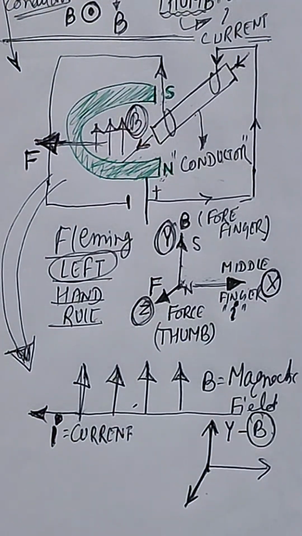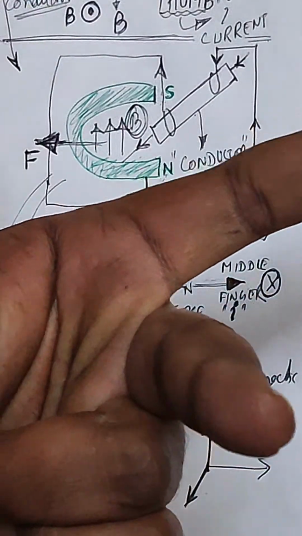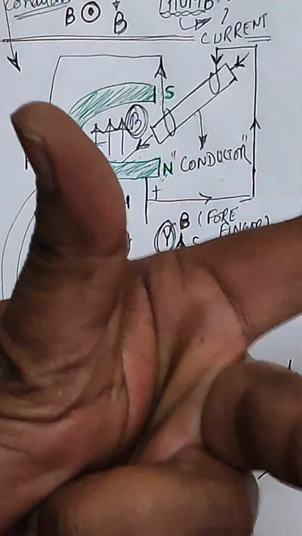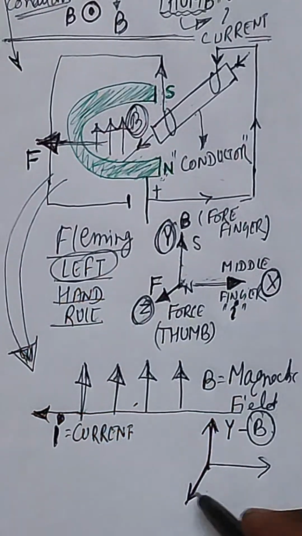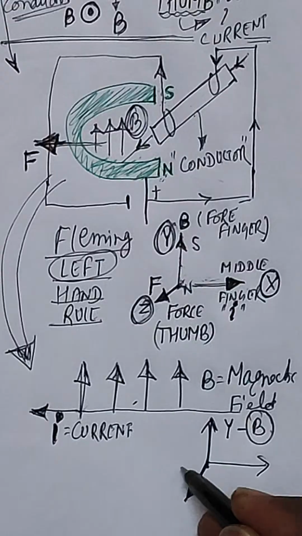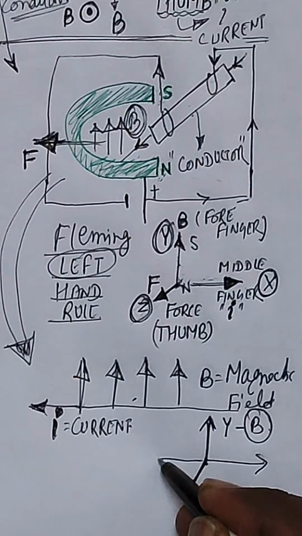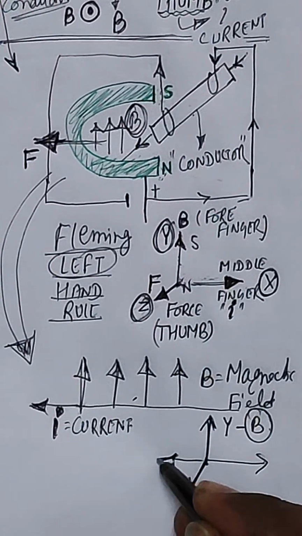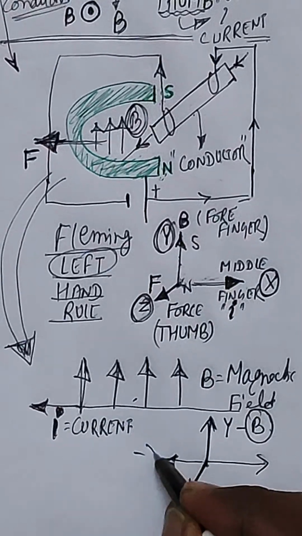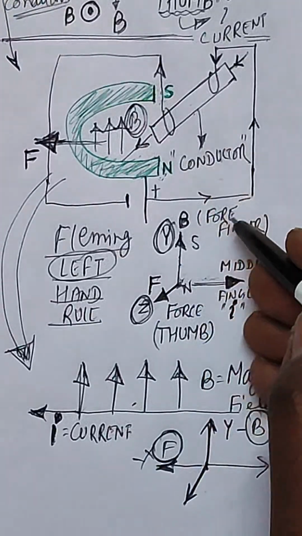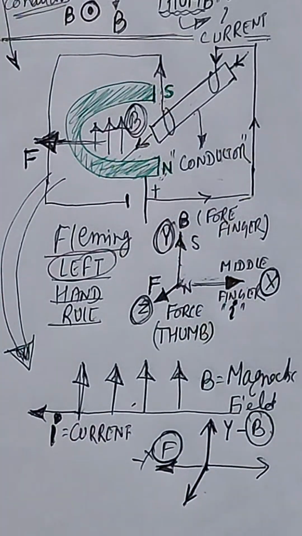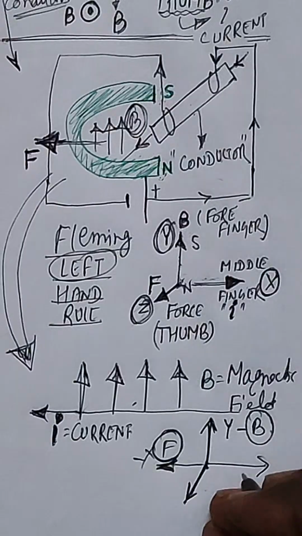But you can see, if you apply Fleming's left hand rule like this, the direction of the thumb will be pointing towards the left, right? So the negative x direction will give you the force acting in this situation when the current is flowing in the direction as shown to you, right?